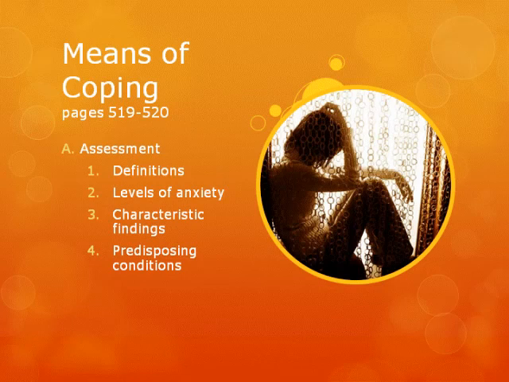Okay, let's move on to the next chapter, Means of Coping, and it focuses on anxiety. This is on page 519. And I would take the time to have a very clear understanding of those descriptions of mild, moderate, severe, and panic levels of anxiety. You need to be able to identify what the assessment findings are that are characteristic of high levels of anxiety, and they list those there for you.